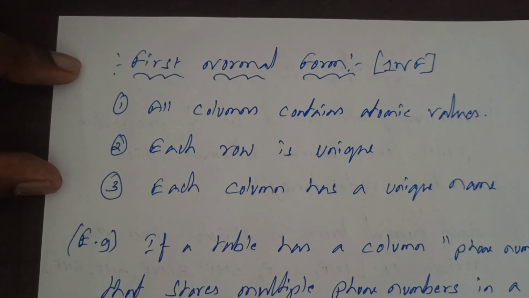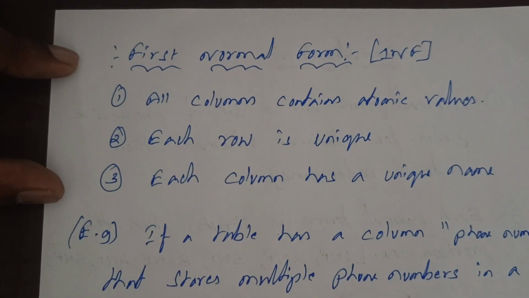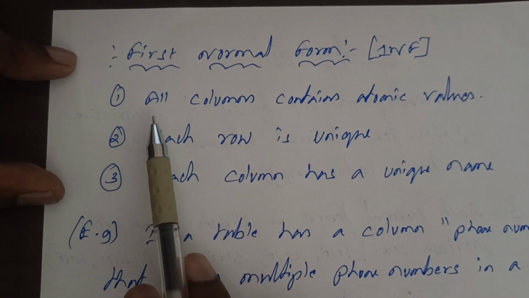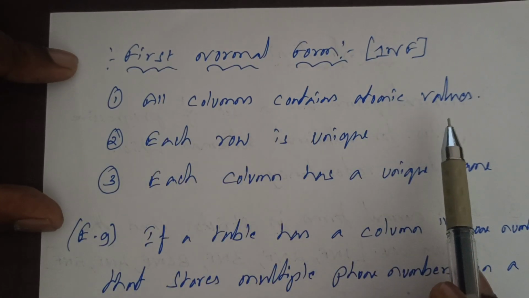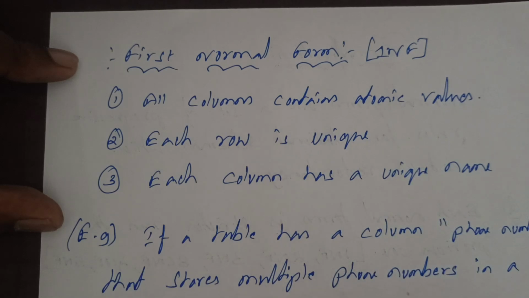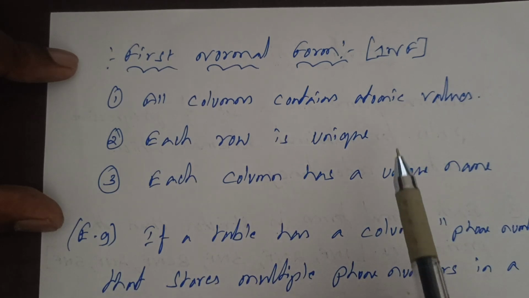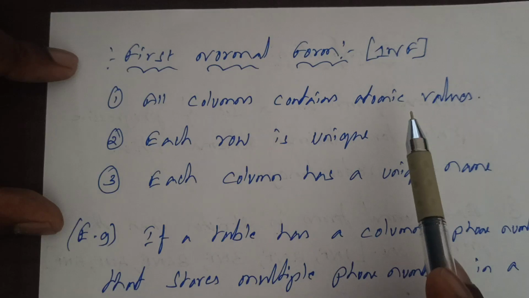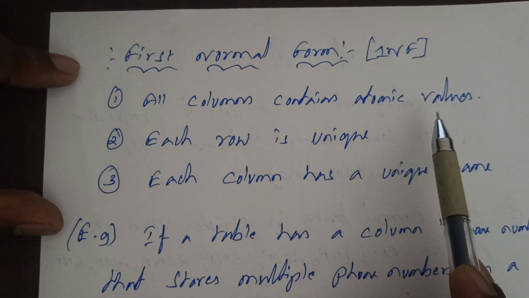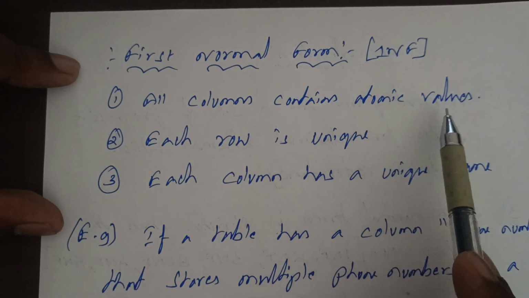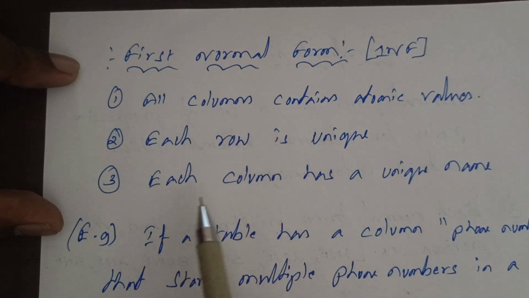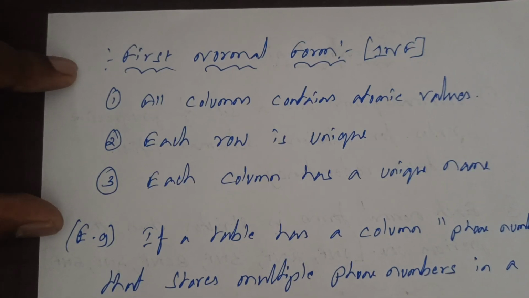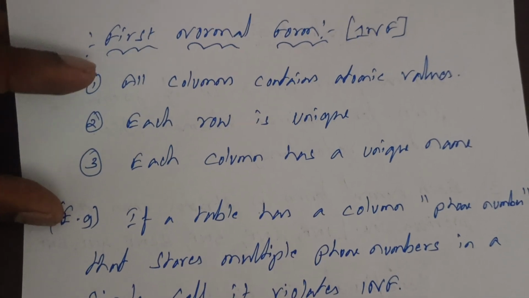Now the first normal form always requires that all columns should contain atomic values. The meaning of atomic values is that there should not be more than one value in a particular row, right? We are going to see that with one example. Each row should be unique and each column has a unique name. So this is the basic criteria of first normal form.